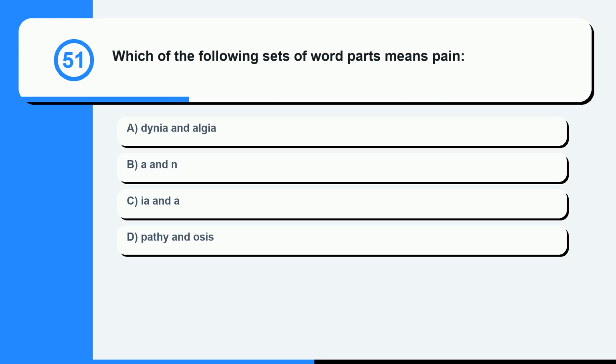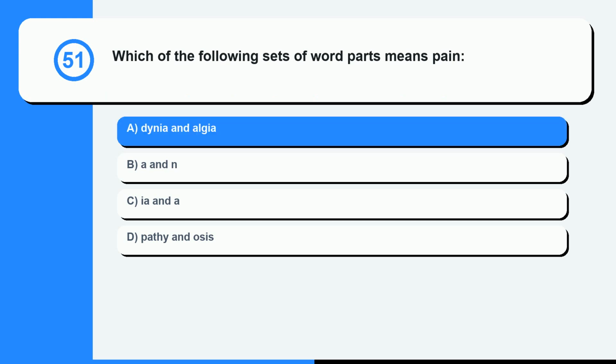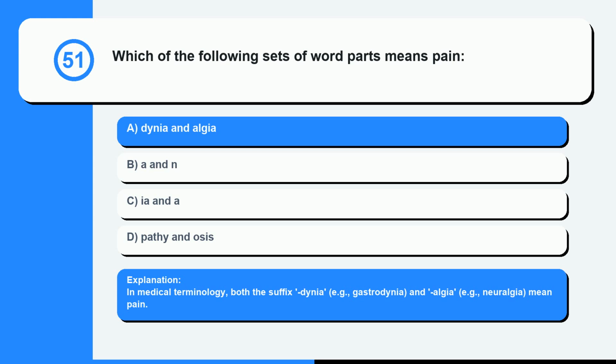Question 49. The body plane that divides the body into right and left sides is the A. Frontal plane, B. Medical plane, C. Median plane, or D. Transverse plane. The correct answer is C.